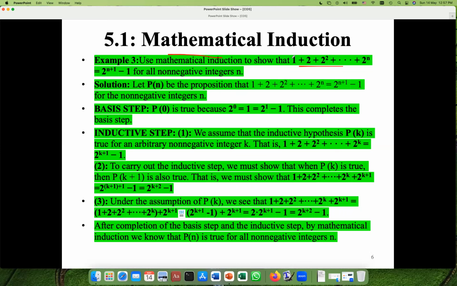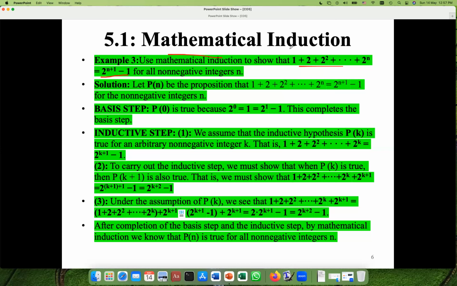Here the first power of 2 is 0. 2 raised power 0 is 1. 2 raised power 1 is 2. 2 raised power 2, plus and so on, 2 raised power n is equal to 2 raised power n plus 1 minus 1.